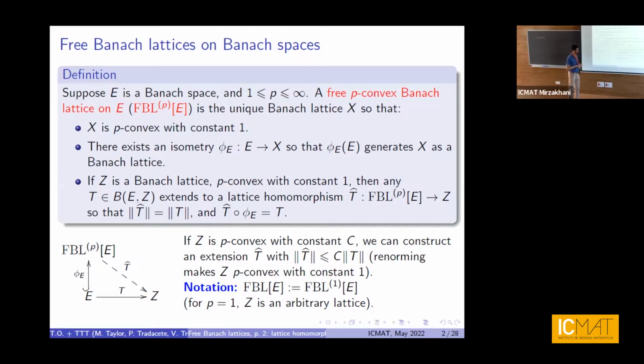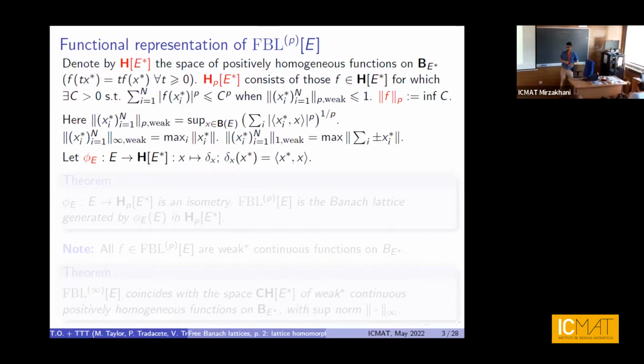And as I said before, when p is equal to 1, then essentially there are no restrictions on the target Banach lattice Z. And in this situation, we will get just the free Banach lattice, and I will omit the upper index here. So another thing that I mentioned yesterday was the functional representation of the free Banach lattice.